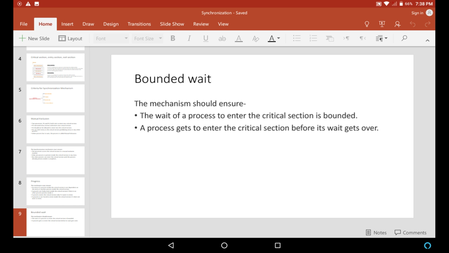Now the next rule is bounded wait. So what is bounded wait? Suppose there are a number of processes, and everyone is asking to enter the critical section. Every process should get a chance. It is possible that process P1 enters the critical section, and process P2 is waiting for P1 to complete its task. P1 completes its execution and immediately goes back and enters the critical section again. This happens again and again, n number of times, and for that amount of time P2 has to wait. So the waiting period of P2 is larger.